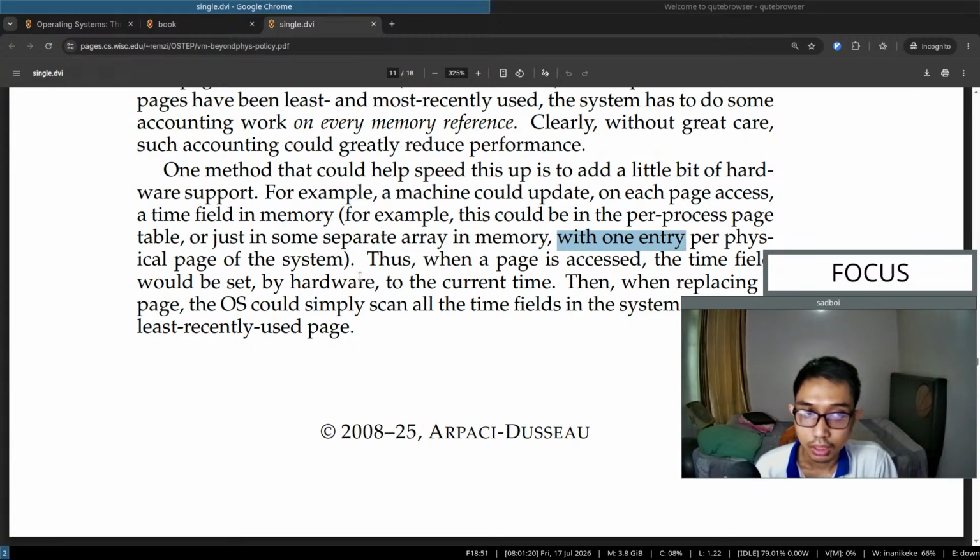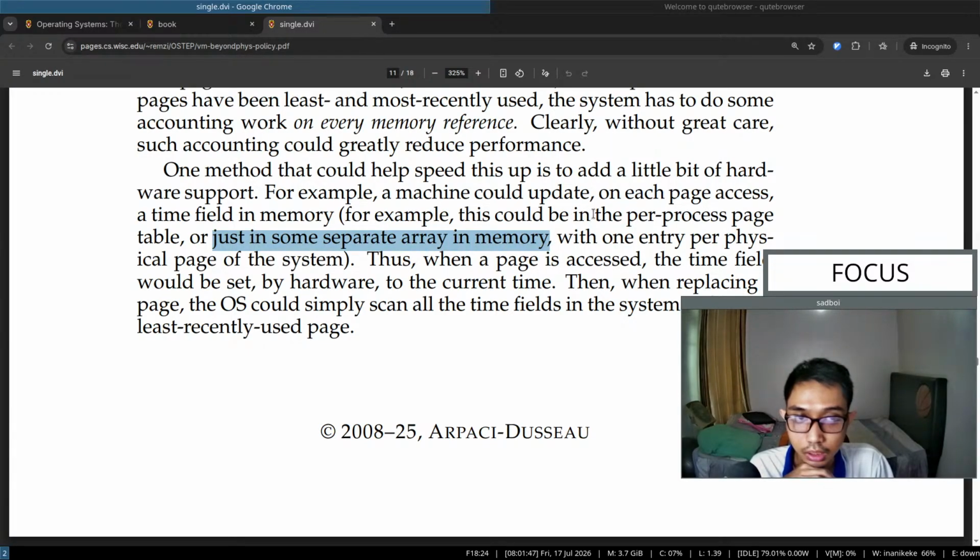With one entry per physical page of the system. A time field in memory could be in the per process page table or just in some spared array in memory.